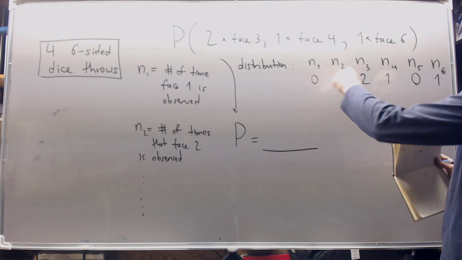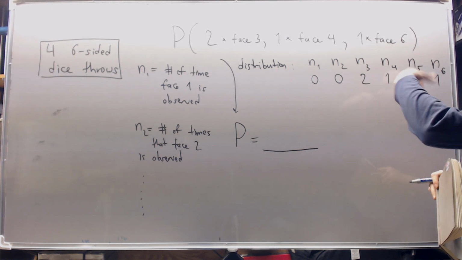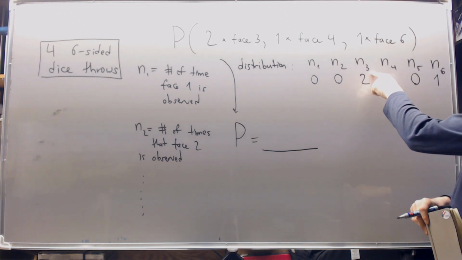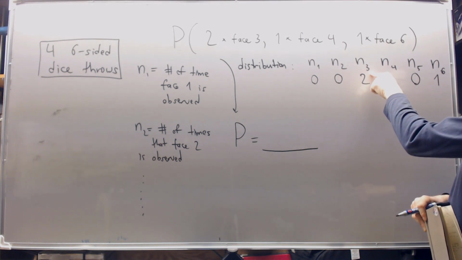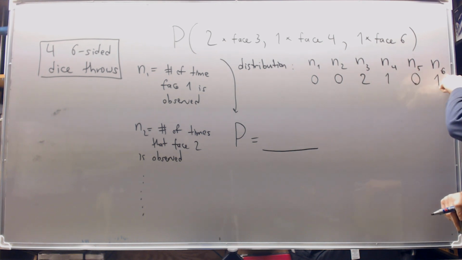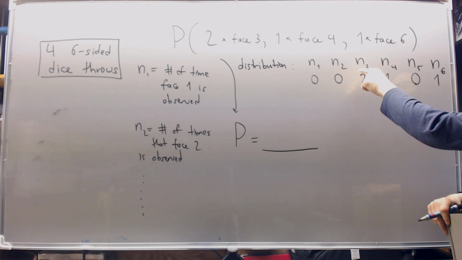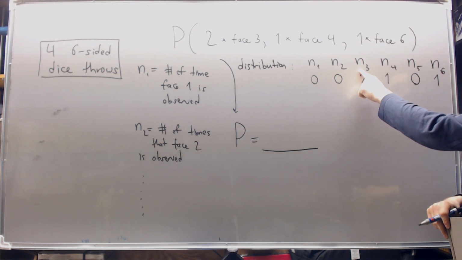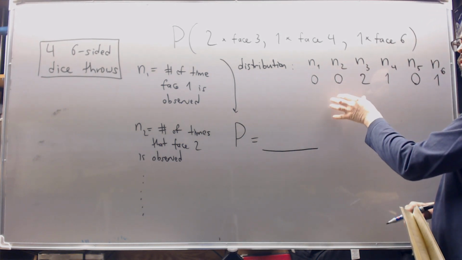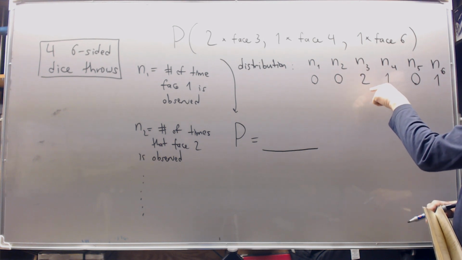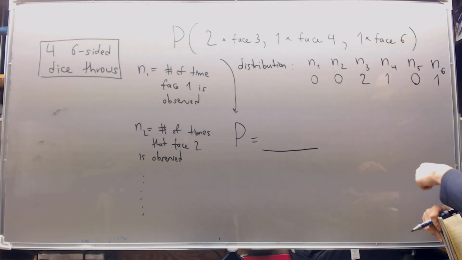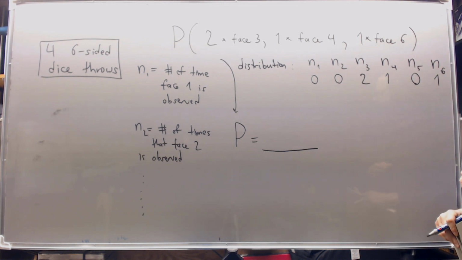all the different ways the distribution could be achieved. For example, die toss number 1, you get face 3. Die toss number 2, you get face 4. Die toss number 3, you get face 6. Die toss number 4, you get face 3 again. Another outcome consistent with this distribution might be face number 3 on toss 1, face number 3 on toss 2, face number 4 on toss 3, face number 6 on toss 4.